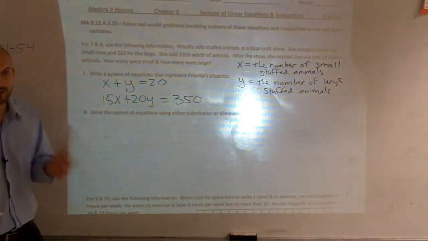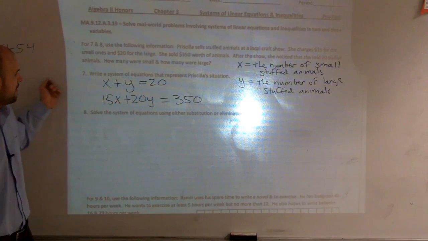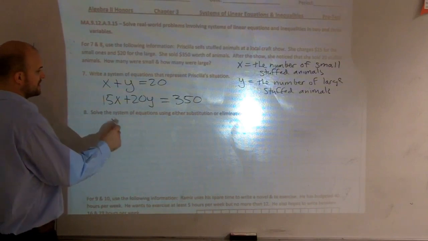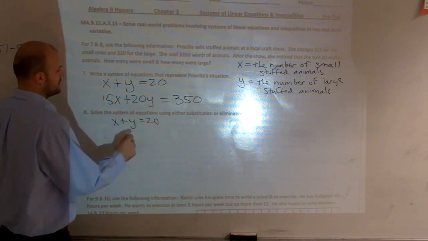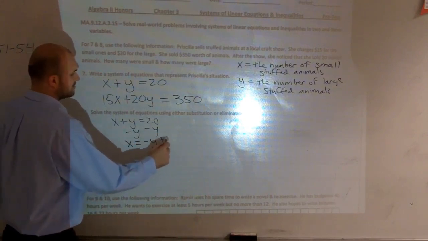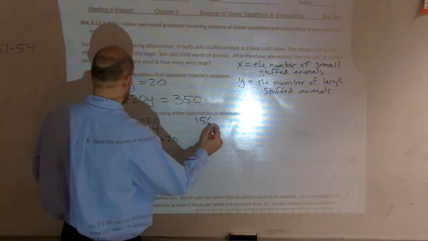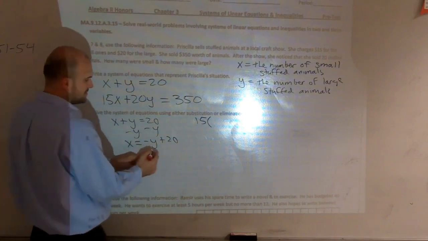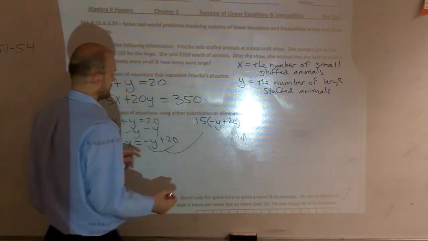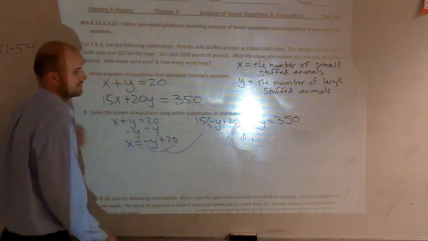What would probably be your preferred method? I'd probably like substitution. It doesn't matter which one you substitute for. Let's solve for x. So I could say x plus y equals 20. Solving, I get x equals negative y plus 20. Now let's plug that into the other equation. So 15 times, instead of x, I'm going to substitute in this value: 15 times negative y plus 20, plus 20y equals 350.